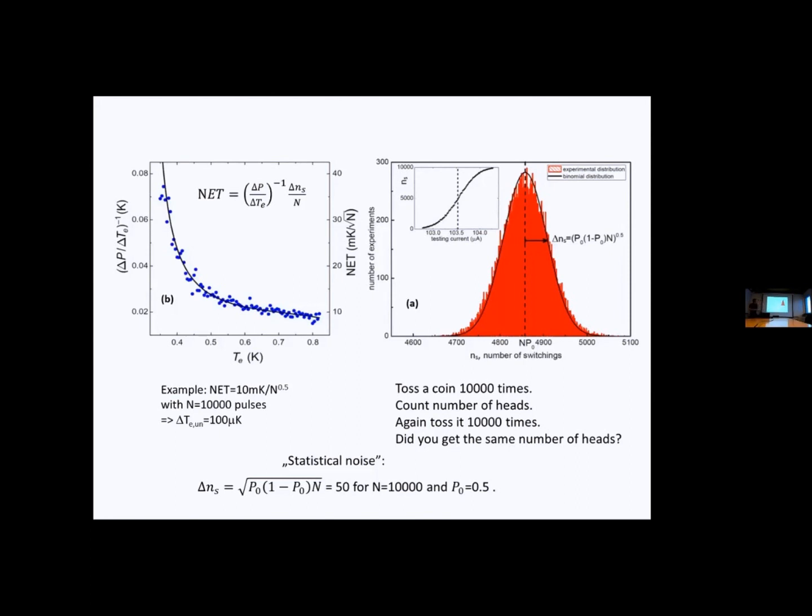And the broadening, so this is exactly what I did here. I just tossed my coin, my junction, 10,000 times, and measured how many outcomes I got. Then I repeated it again and again, and then I could build a histogram. And you see that the broadening of this histogram is described with binomial distribution. So binomial distribution sets the accuracy of determination of the probability, given a finite number of the probing pulses.